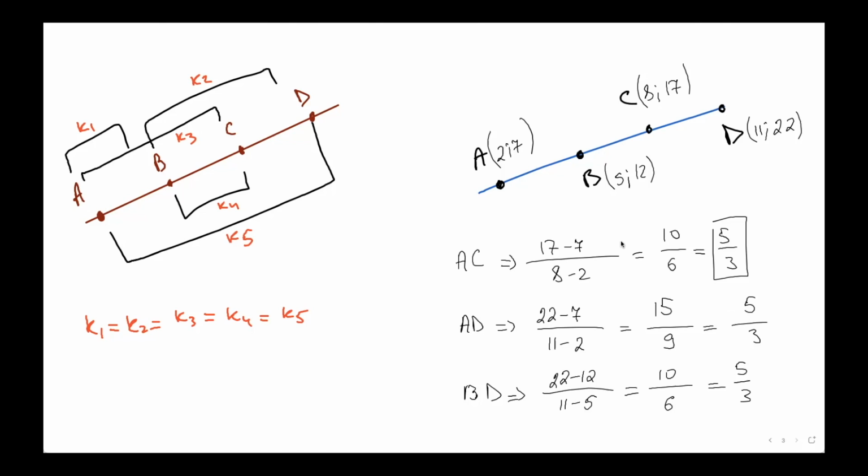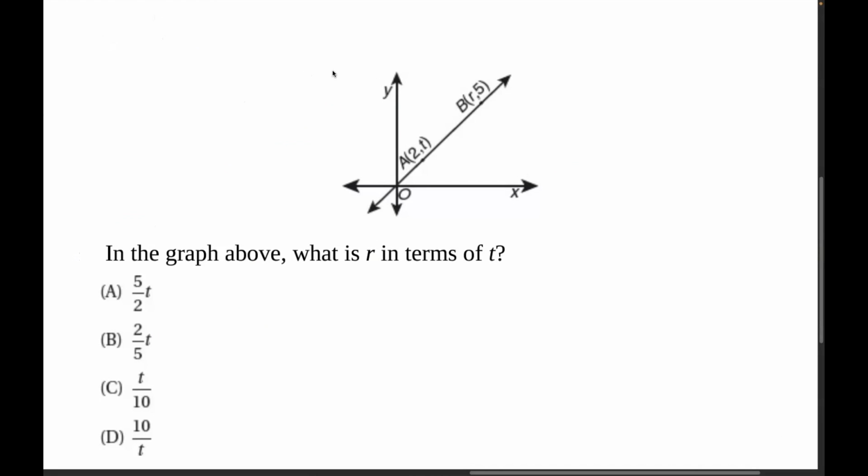Okay, why do we need to note this? So here we have an equation. They say in the graph above, what's R in terms of T? What I'm going to do, I have 2 points as I see, 2T R5. I have announced variables here, T and R.